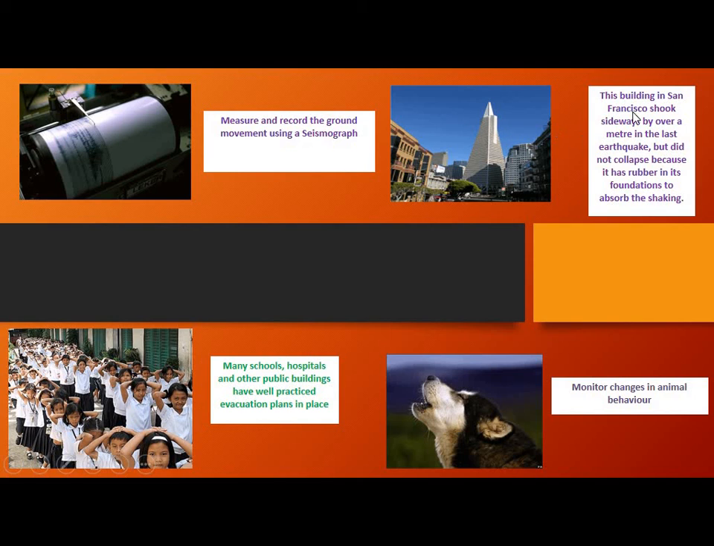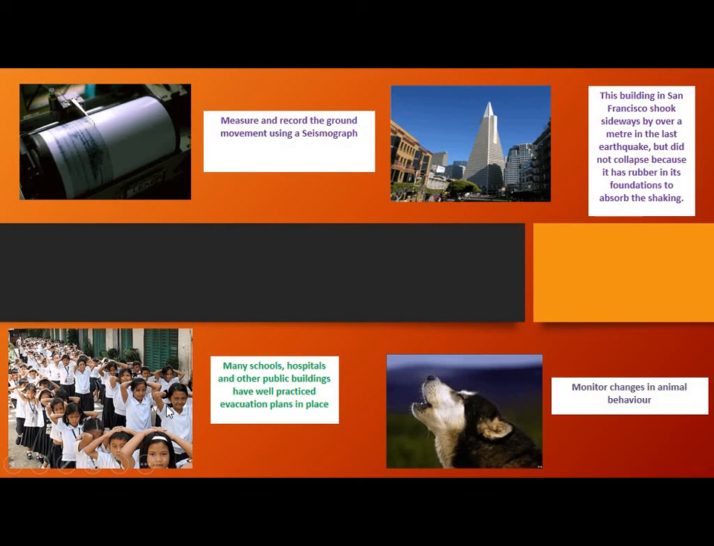And here we have this building in San Francisco that shook sideways by over 1 meter in the last earthquake, but did not collapse because there's rubber in its foundation to absorb the shaking. So because it's not a solid base, it can move with the vibrations easier and there's less chance of it collapsing.